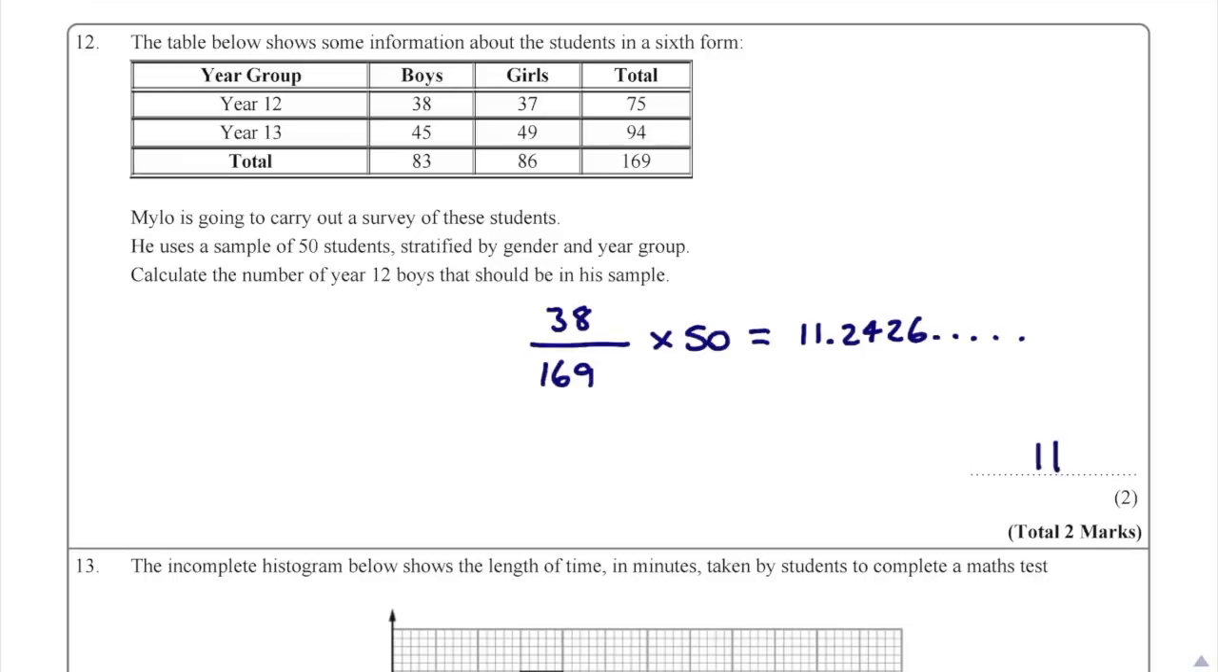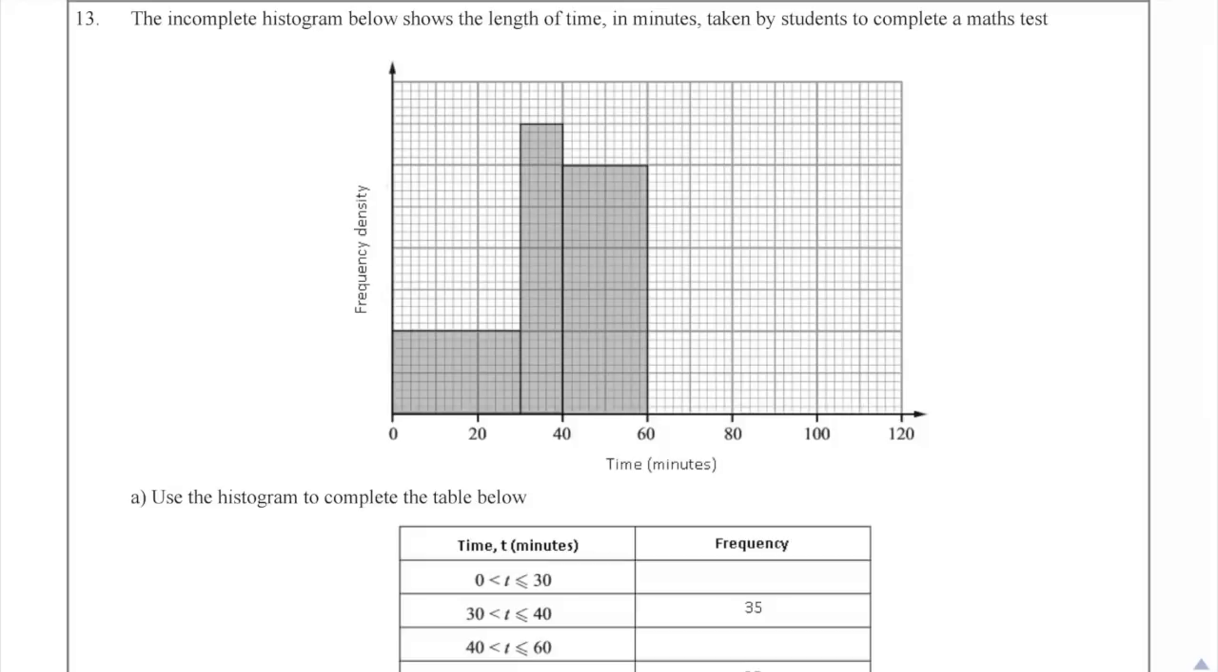So the answer is 11. Question 13 says the incomplete histogram below shows the length of time in minutes taken by students to complete a maths test. We've got to use the histogram to complete the table below. Okay, so we've got the time and we've got the frequency, and the histogram plots time against frequency density.